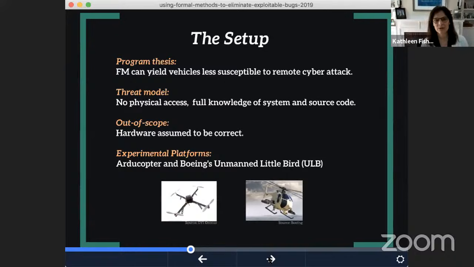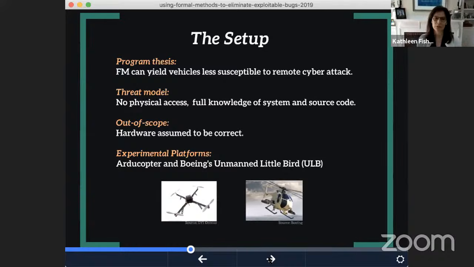We assumed that hardware was out of scope. That is, we assumed that the hardware was correct. Now, obviously, hardware is just as subject to vulnerabilities as software. So we know that's not a good assumption, but the idea was that you can't solve everything at once.